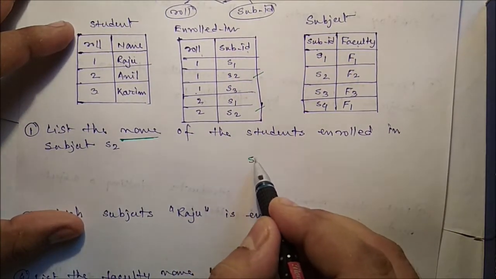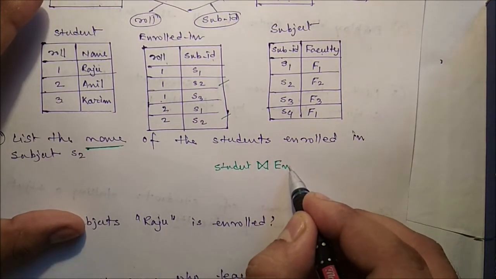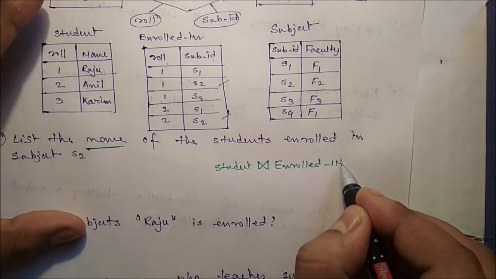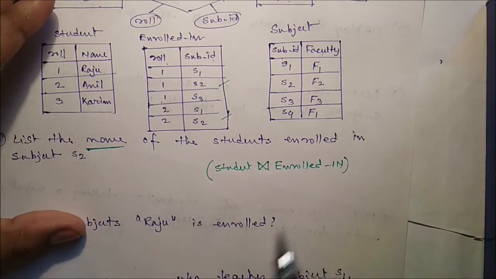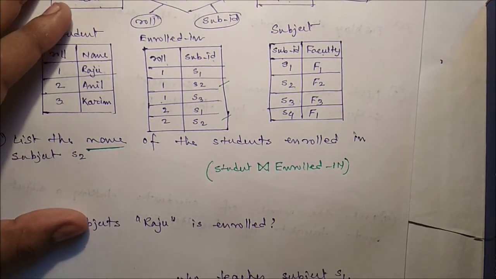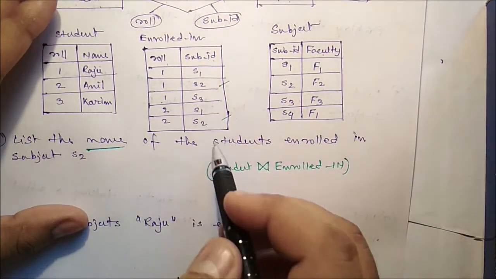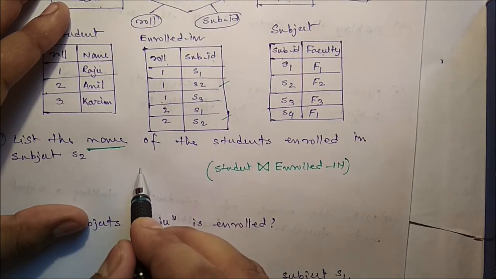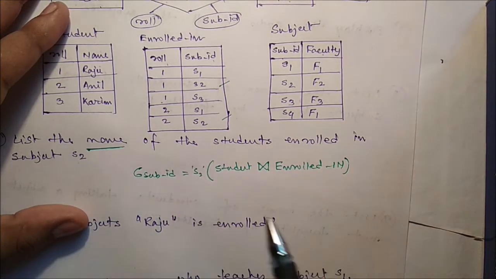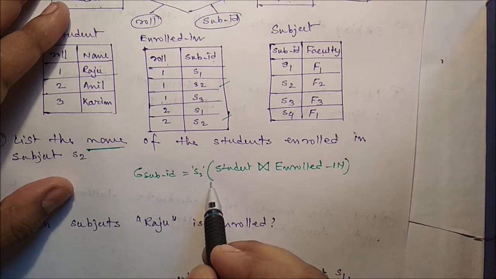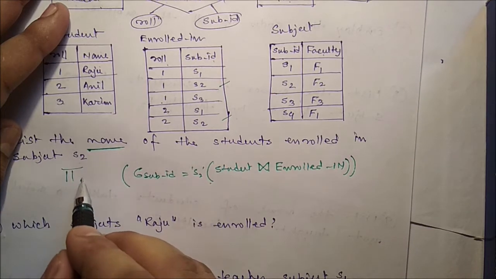So we have to write student join enrolled in. First we apply the natural join. From this join we need only the subject S2, so the subject ID should be S2. But we need to print only the name of the student, so here we have to write projection by name.